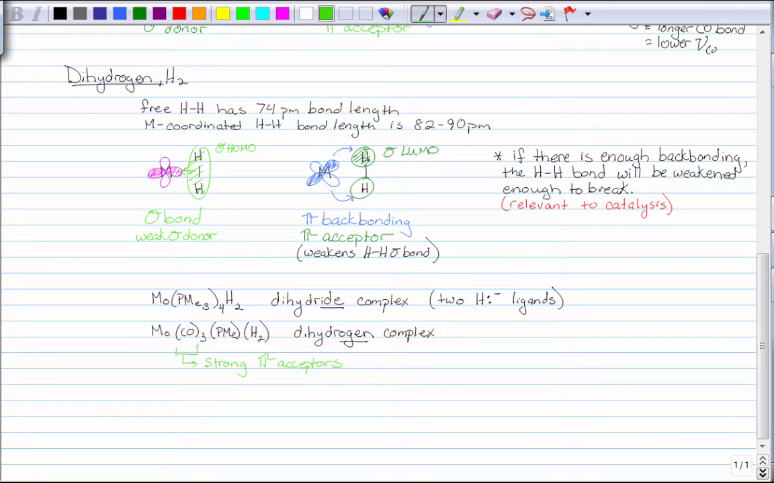These strong pi acceptors compete for the metal electron density. The more pi back bonding that is happening with the carbonyls, the less pi back bonding that can happen onto the dihydrogen. The less pi back bonding onto dihydrogen leaves the hydrogen-hydrogen bond stronger and intact compared to the first case where the dihydrogen has been cleaved into two individual hydride ligands.